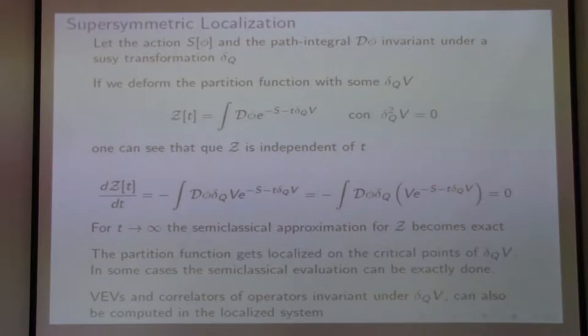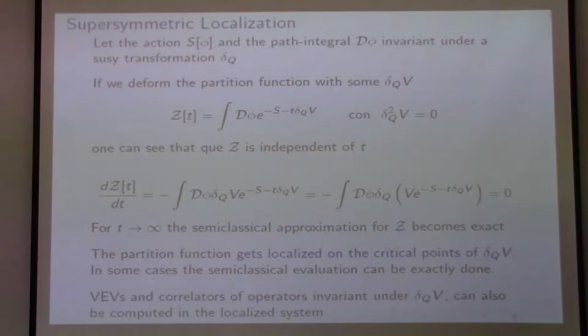In particular, you can compute it for t going to infinity, and in that case the semi-classical approximation of this partition function becomes exact. So you have to consider only the critical points of this delta b. That's where all the configurations get localized, only to those critical points. You take the minimum of this modified action, and the computation is exact.